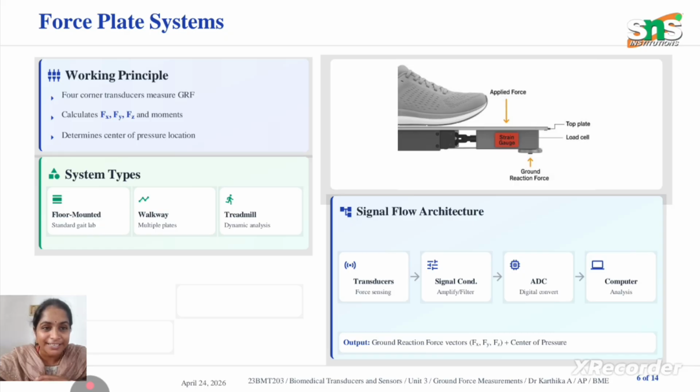The signal flow architecture involves the transducer's force sensing system, and the transducer's output is fed into signal conditioning. The signal conditioning unit acts as an amplifier as well as a filter. Third is the ADC part, which converts analog into digital. And finally, a computer for analysis. The output is ground reaction force vectors Fx, Fy, Fz plus center of pressure, COP.